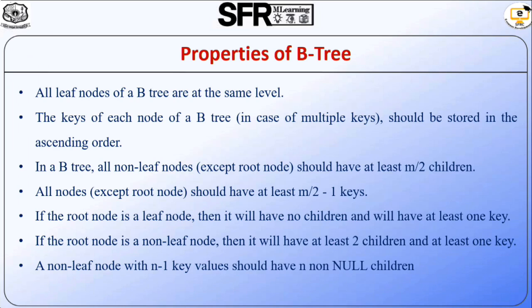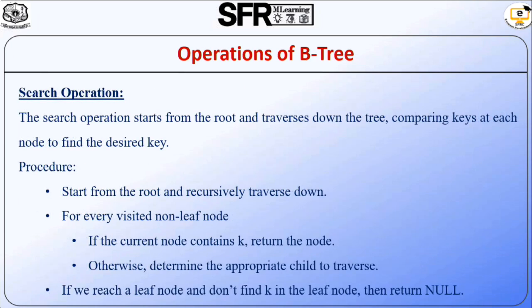So next, let's see the operations of B tree one by one. First one is the search operation. The search operation starts from the root and travels down the tree, comparing keys at each node to find the desired key. So here is the procedure. Let the key to be searched be k.